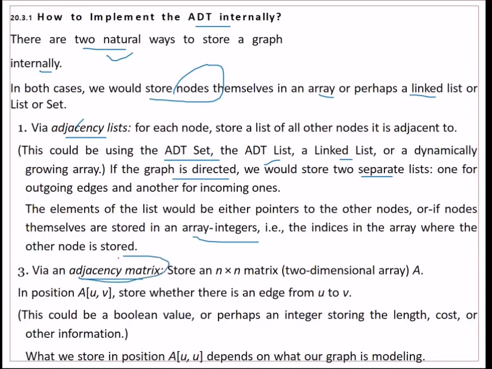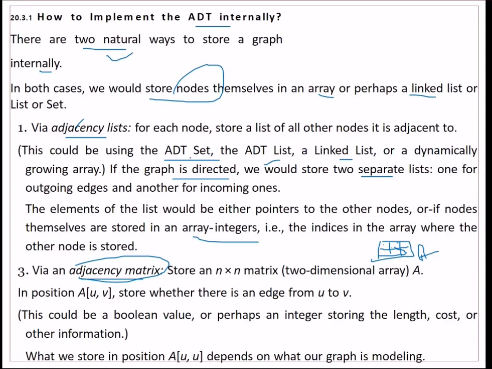Using the adjacency matrix, we store an n by n matrix, that is, a two-dimensional array. You have an n by n matrix, something like this. Say it is A, and in position A[U][V], we store whether there is an edge from U to V. Say this is U, this is V, and this could be a boolean value or perhaps an integer storing the length, cost, or any other information. What we store in position A[U][U], means the same position, say this position.